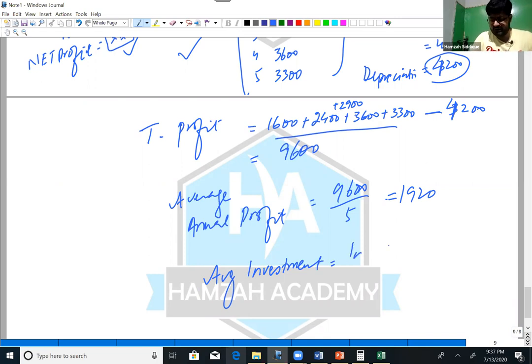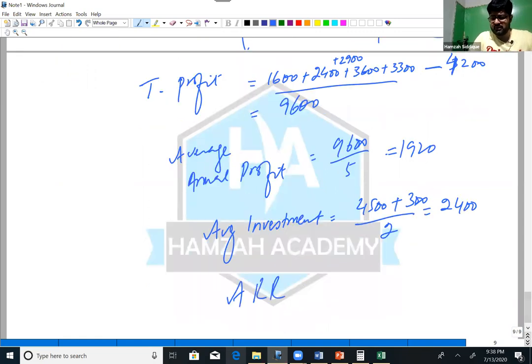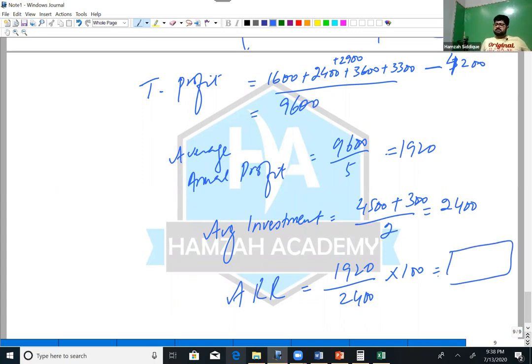Now, average investment. That is equal to initial investment, which we know was 4,500, plus 300 scrap value, divided by 2, that is 2400. So we can calculate ARR now: 1920 divided by 2400 times 100. So this will be your answer. I hope it is clear to you people.